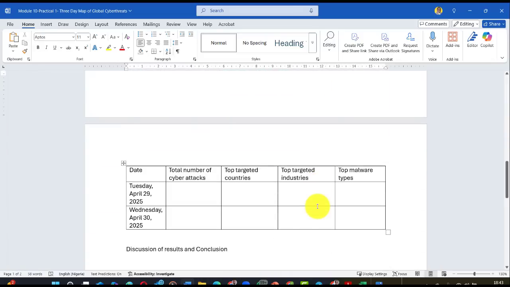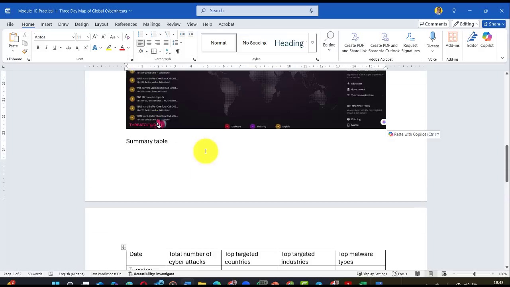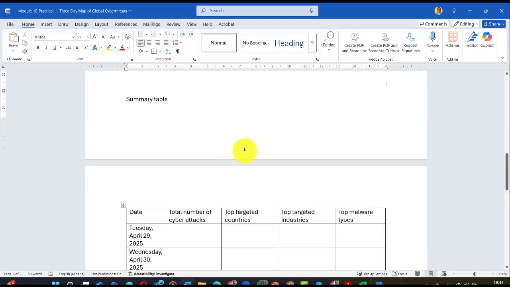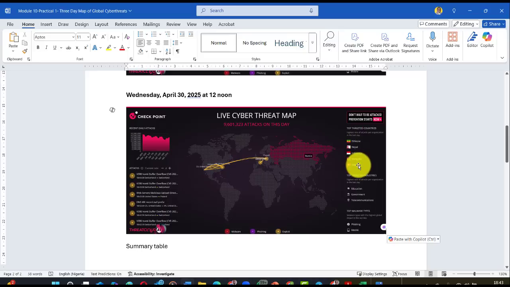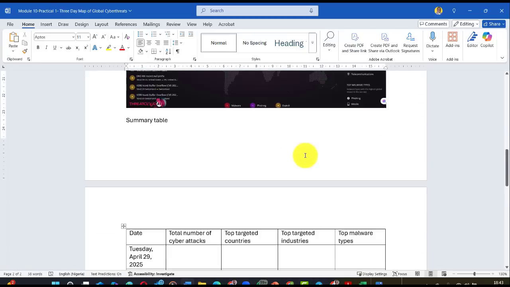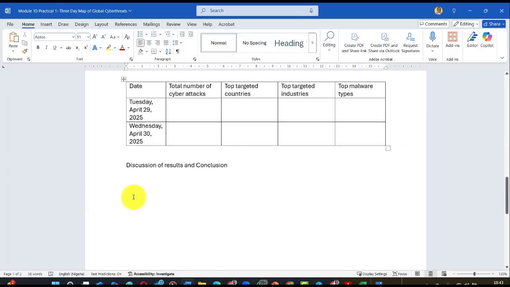So what we want you to do is to give us a summary table. I'm going to give you this in the newsletter, maybe as a separate document. So date is this. Total number of cyber attacks, where you could get that one is from here. Top targeted countries is from here. What else? Top targeted industries, this one. And then top malware types, this one.